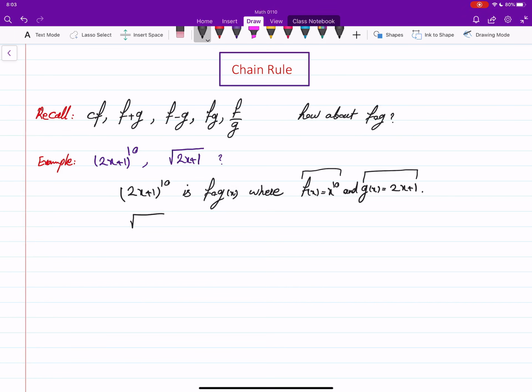Or similarly, this guy, the root of 2x+1, is f of g(x), where f is this time root x and g is 2x+1. So we want to have something in hand to be able to differentiate functions like this, and this is called the chain rule.